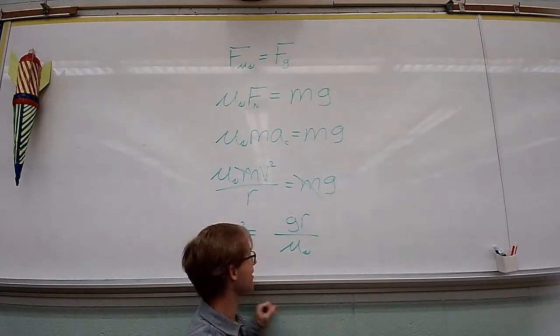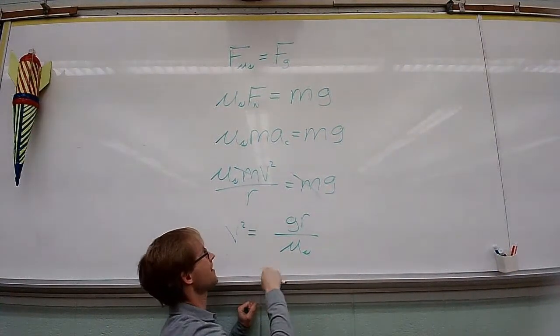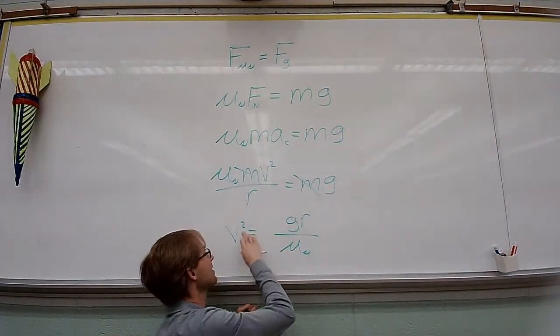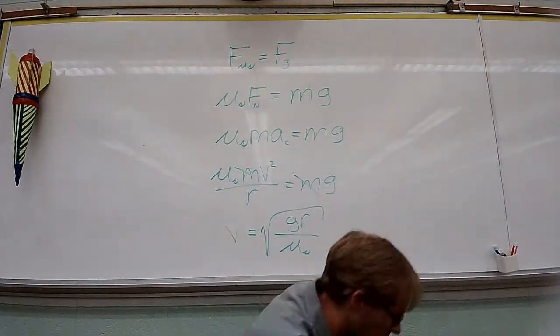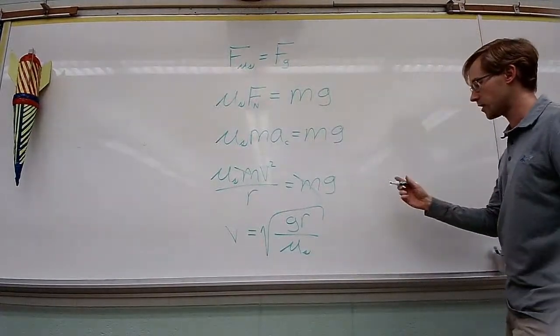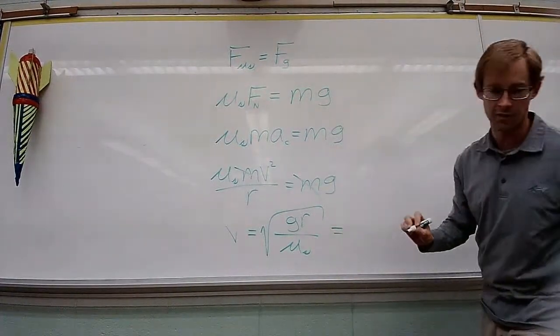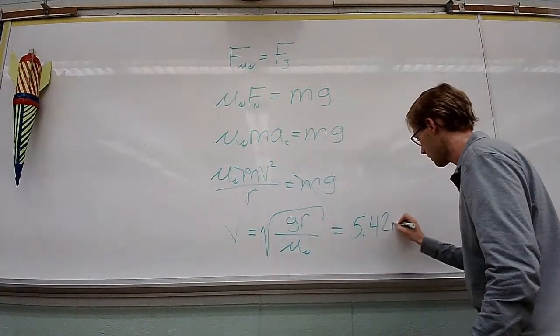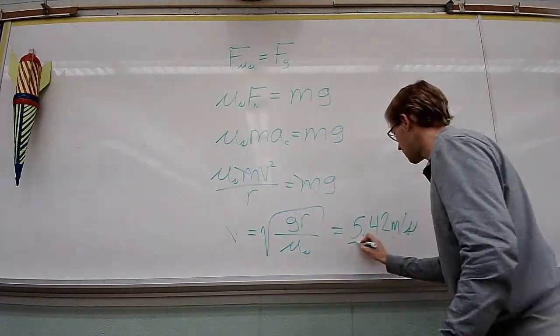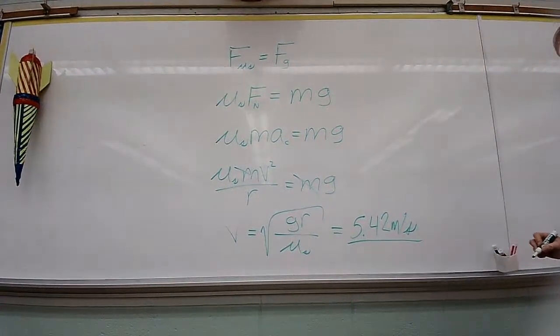If we want to get rid of the square, we have to square root both sides. So there goes the square, here comes the square root. And you can plug those numbers in. Once you plug those numbers in, you're going to get a velocity equal to 5.42. And that is your velocity there.